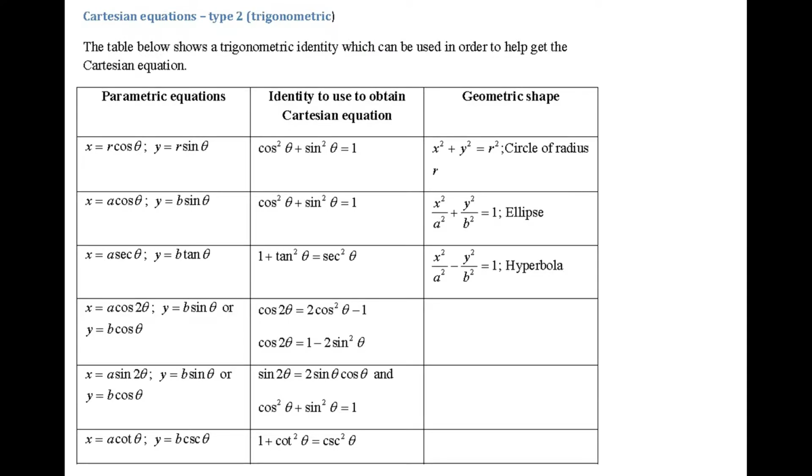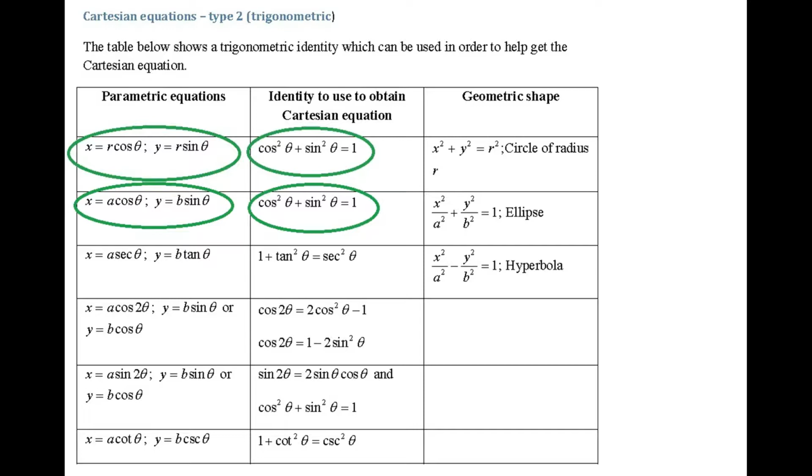Okay? So in the first case, if your parametric equations are in terms of sine theta and cos theta, where the angles are the same, the trigonometric identity in particular that you'll have to use is the fundamental Pythagorean identity. So you'll need to use cos squared theta plus sine squared theta is equal to 1 in order to help you get the corresponding Cartesian equation. Okay? Now, the geometric shape that the Cartesian equation gives you is the equation of a circle of radius r. Okay? So that is the first case.